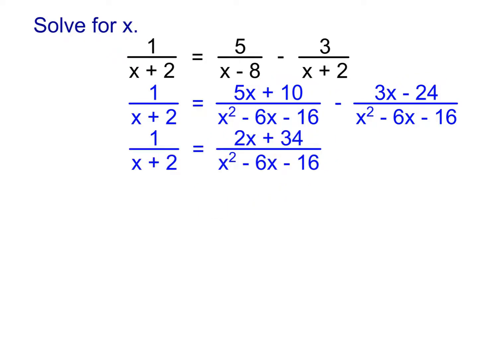And of course the bottom stays the same. Yes, you could still be writing the bottom in factored form at this point. I just happen to have chosen to expand it out. So now I've got a fraction equal to a fraction. Once I've gotten to this point, what do we do?